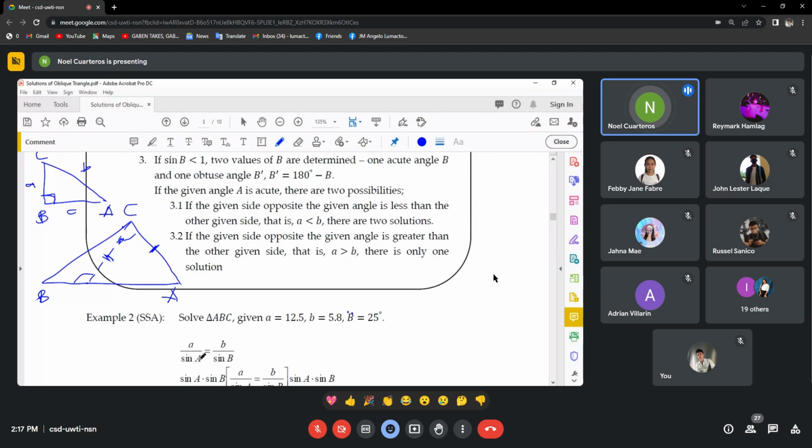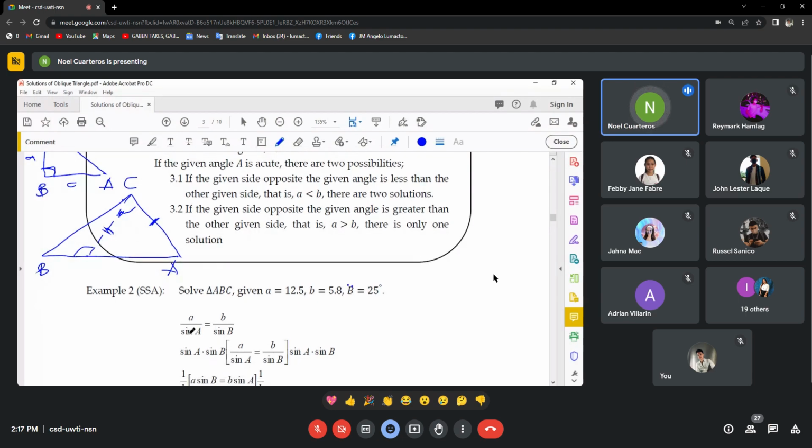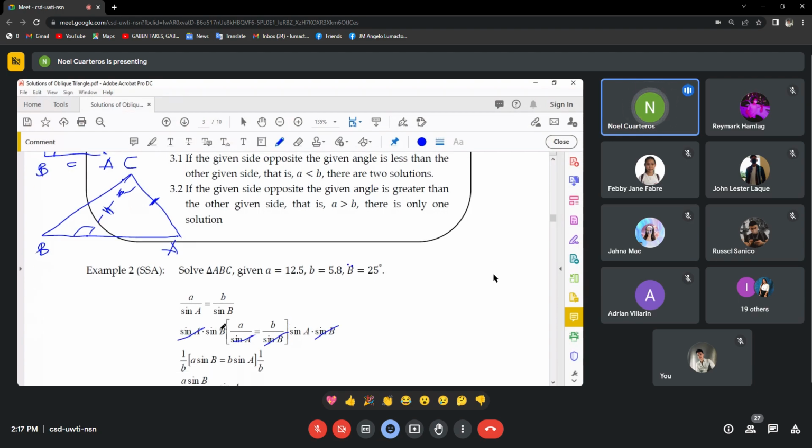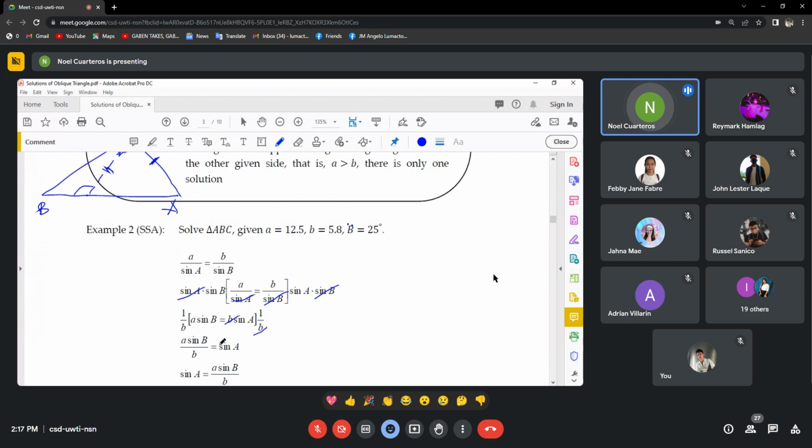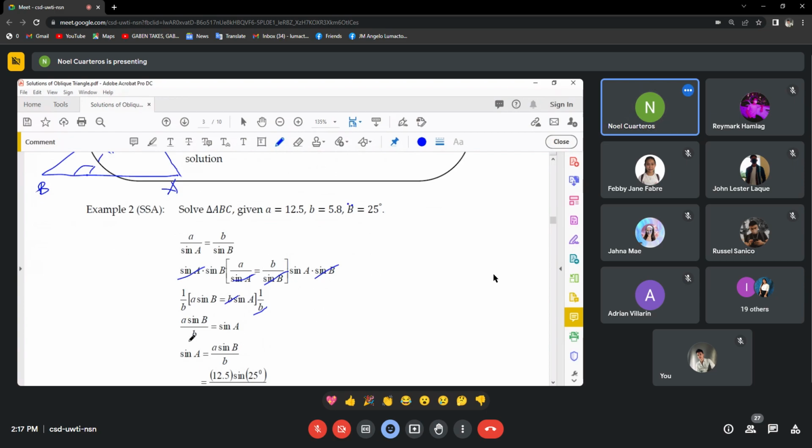Para mawala ang denominator, multiply ka both side by sine A, sine B. Cancel na siya. Cancel na siya. So, na kay sine B times a. So, na kay a sine B. Na kay b times sine A. So, na kay b sine A. Okay, since our goal is to find sine A, divide ka both side by b. So, that's why sine A is equal to a sine B divided by b. So, mao ni imuhang equation.